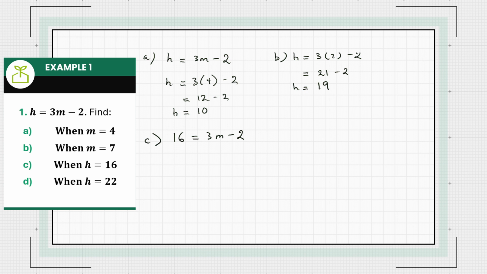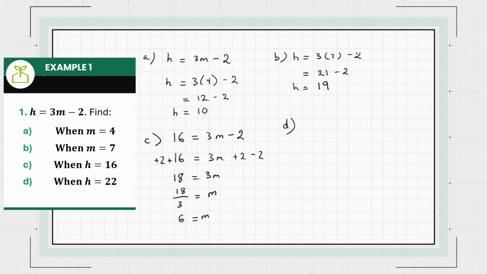So in this case, 16 is equal to 3m minus 2, and what we want to do is add 2 to both sides. So in this case, 18 is equal to 3m, and therefore dividing both sides by 3, we get 18 over 3 is equal to m. Now 18 over 3 is just 6, so m is equal to 6.